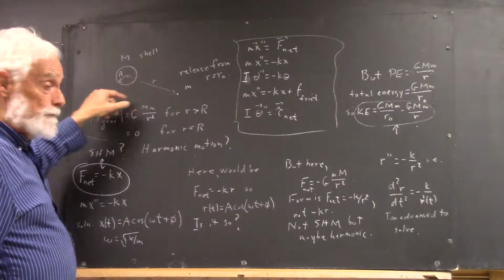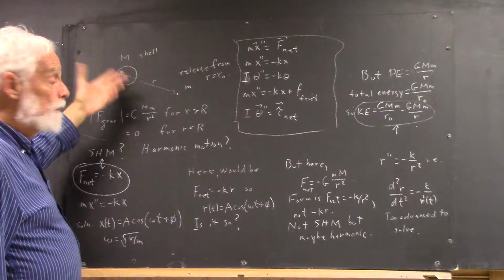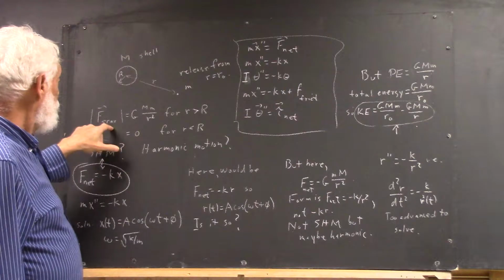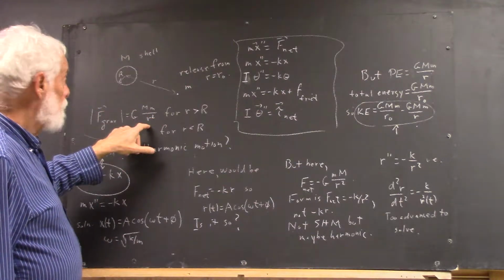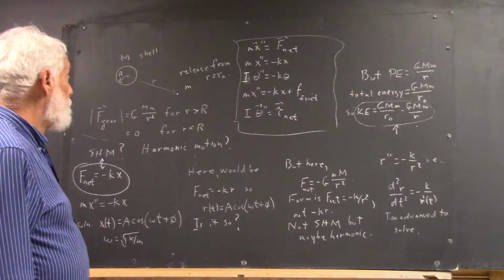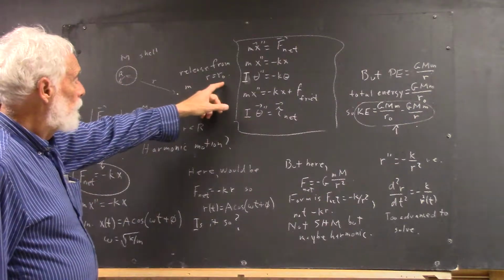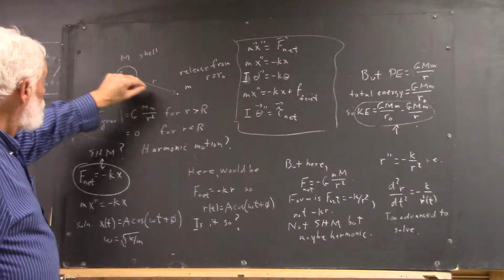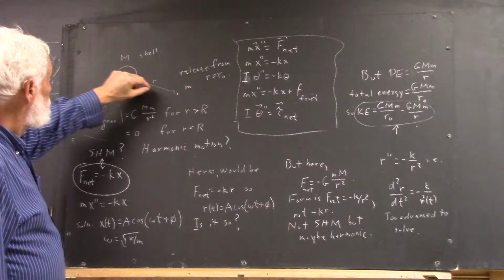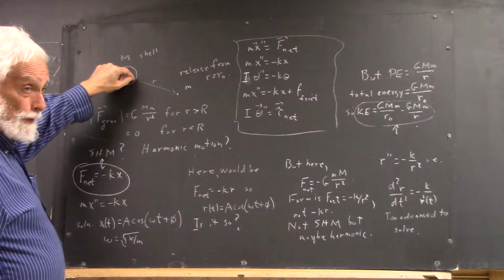These objects are gravitationally attracted. You've got a gravitational force of magnitude G big M little m over r squared when they're separated by distance r. So you release from some point r equals r naught. What's going to happen? This thing is going to pass through here, picking up speed at least till it reaches the boundary of the shell.